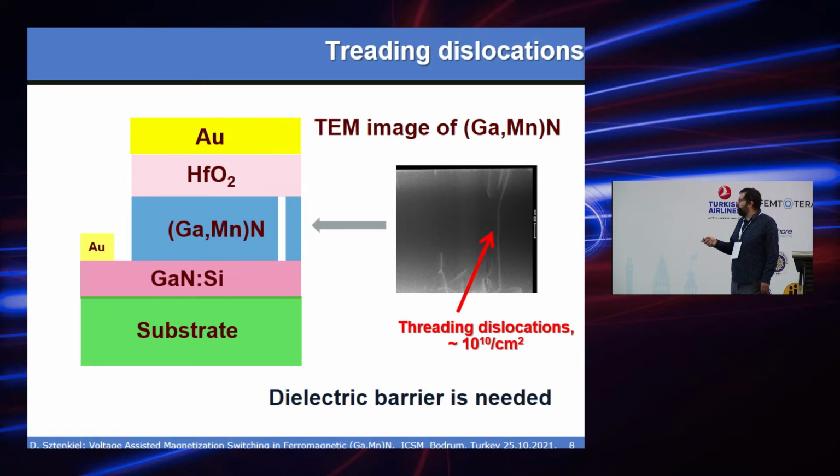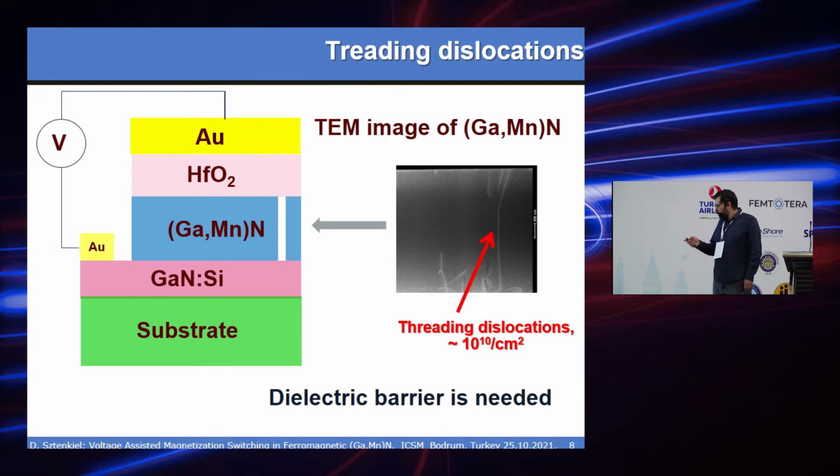This in fact is a capacitor. We have one plate, the second plate, and our material acts as the insulating material. Then we can apply a voltage difference, and we have an electric field on our magnetic material.